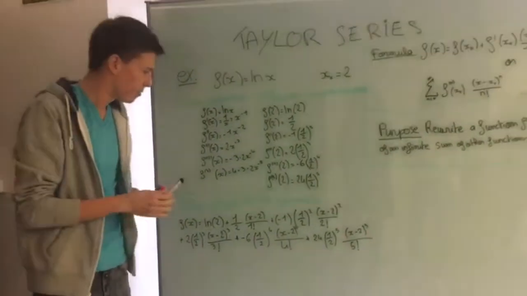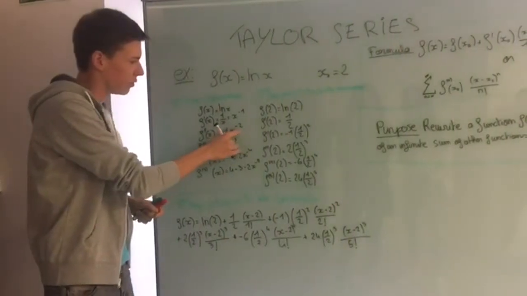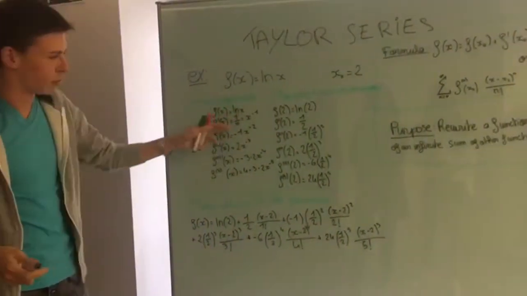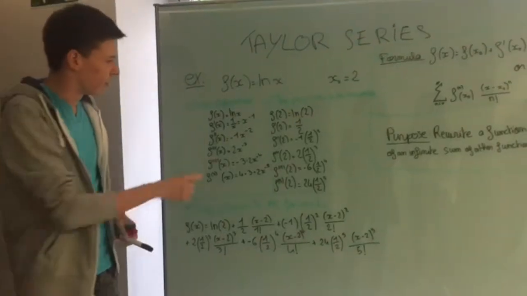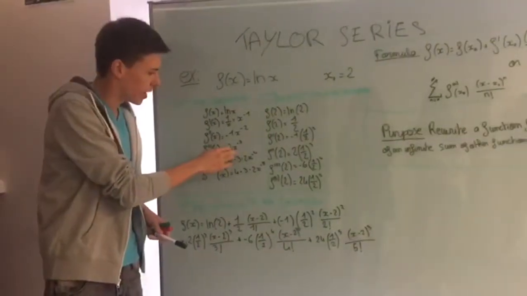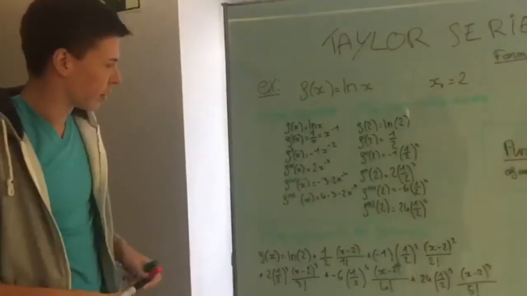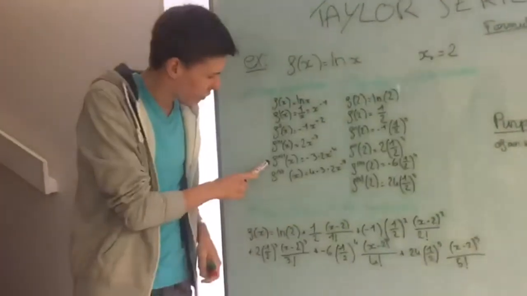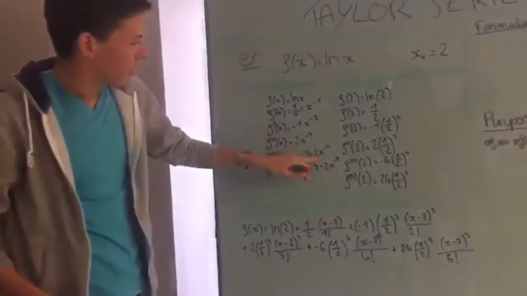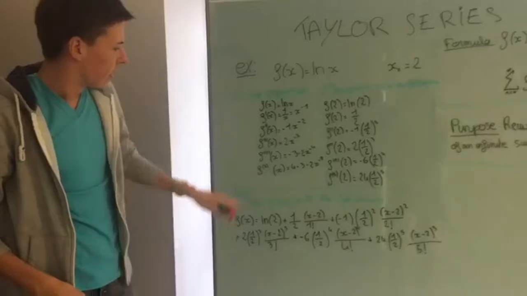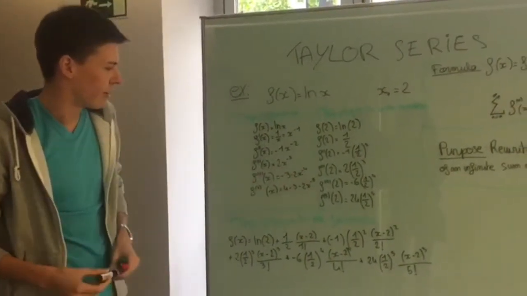The second derivative is then negative 1 times x to the negative 2, as seen by normal simple differentiation. The third derivative is therefore 2 times x to the negative 3. And we can already see a sort of pattern going on. The fourth derivative is negative 3 times 2 times x to the negative 4. And the fifth one will be 4 times 3 times 2 times x to the negative 5.